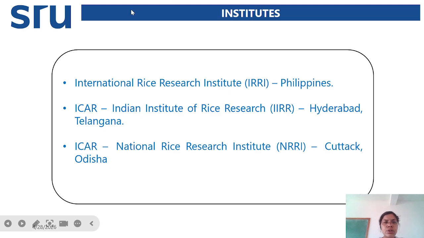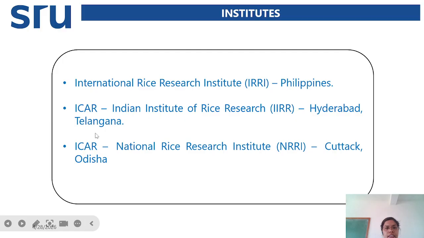And next are the institutes. Generally, these are the three institutes which are working for rice. That is the International Rice Research Institute, which is located in the Philippines. It introduced IR 8 to IR 72. All the introduced varieties are from the Philippines, that is the International Rice Research Institute.